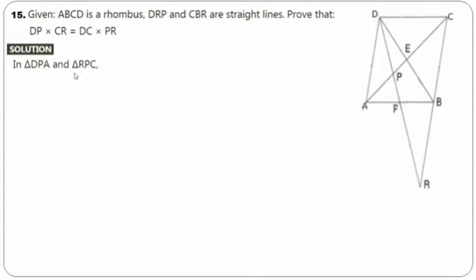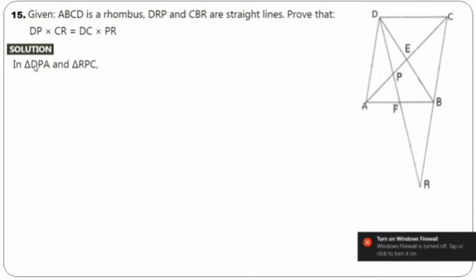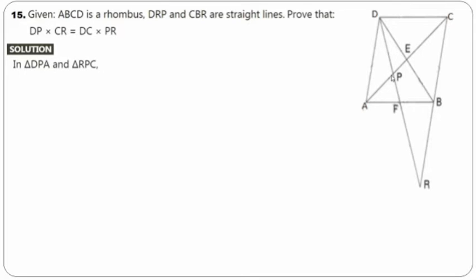Basically, let's observe these two triangles. Triangle DPA is there, right? So basically we are going to see this triangle, and RPC. So where is R? RPC, so basically this triangle, and we are going to look at this triangle. One is bigger and another one is smaller.